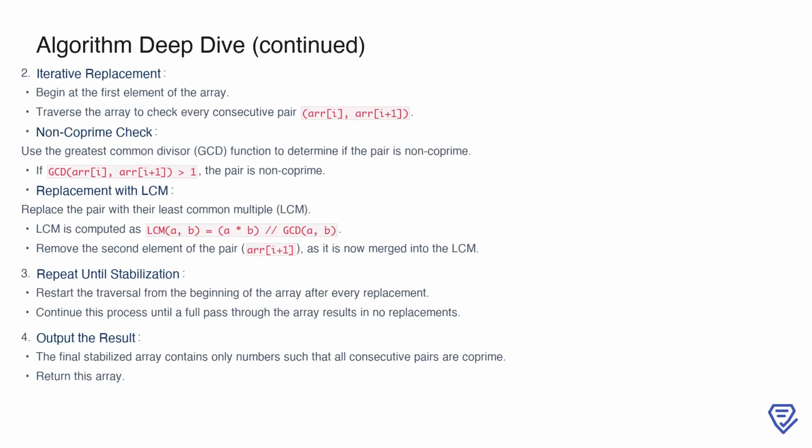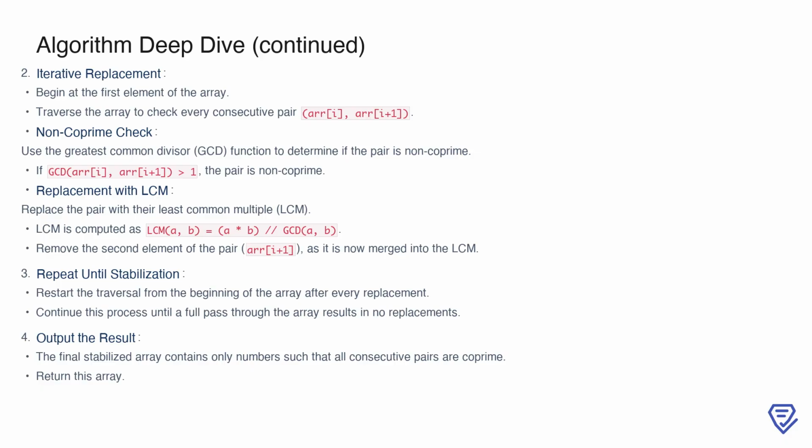The core of the solution lies in iteratively replacing non-Coprime pairs. Starting from the first element, we traverse the array to check each consecutive pair. For a pair of numbers, we calculate their GCD. If the GCD is greater than 1, the pair is non-Coprime, and we replace them with their LCM. The LCM is calculated using the formula a*b // GCD(a, b). After merging, the second element of the pair is removed from the array since it is already included in the LCM.